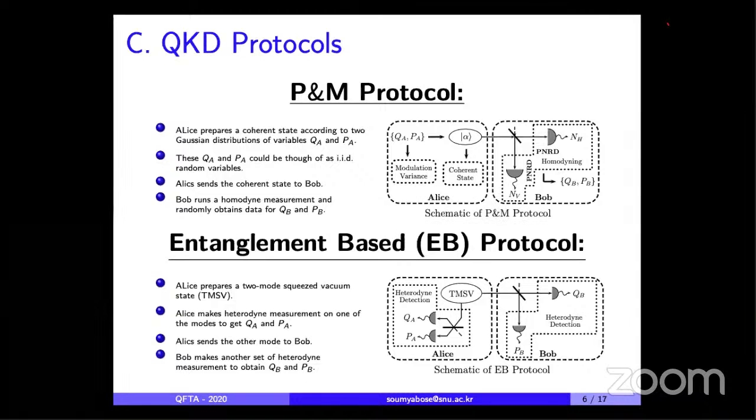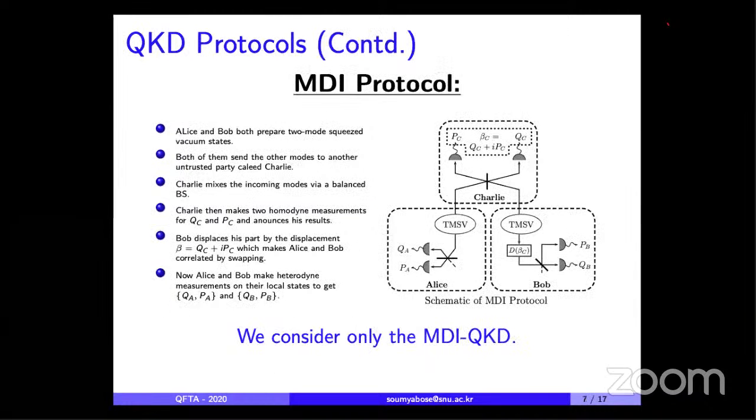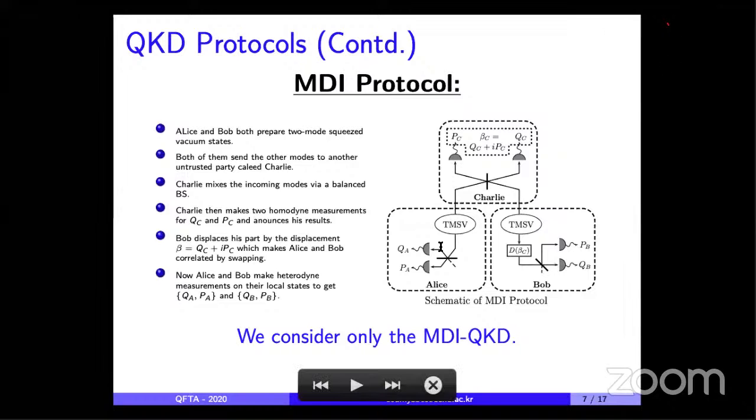To get rid of all these theoretical complications, people came out with another protocol called the measurement device independent protocol. What it says is, say two parties, Alice and Bob, generate entangled pairs. One of the modes they send to some third party, say Charlie. Charlie mixes the two modes, makes some measurement and declares the result.